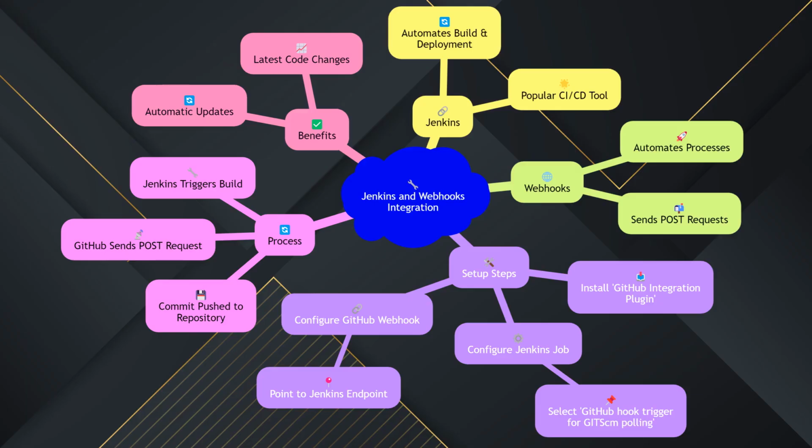Jenkins, a popular CI/CD tool, can be integrated with webhooks to automate build and deployment processes. To set up a webhook in Jenkins, you need to install the GitHub integration plugin. Once installed, navigate to the Jenkins job configuration and select GitHub hook trigger for GitSCM polling. In GitHub, configure a webhook to point to the Jenkins endpoint. When a commit is pushed to the repository, GitHub will send a post request to Jenkins, triggering the build process. This integration ensures that your CI/CD pipeline is automatically updated with the latest code changes.